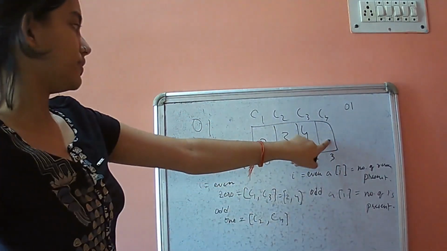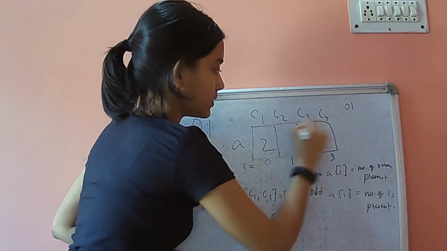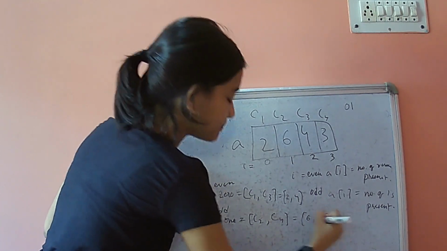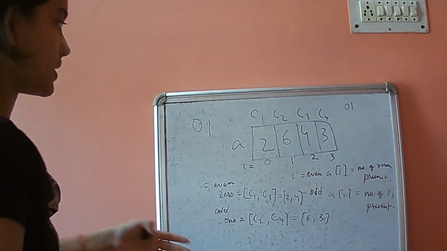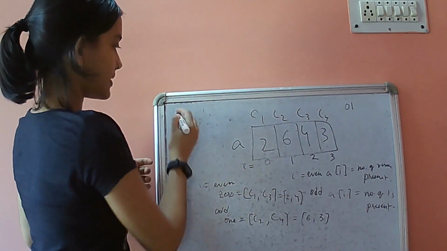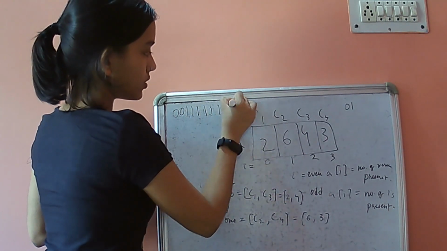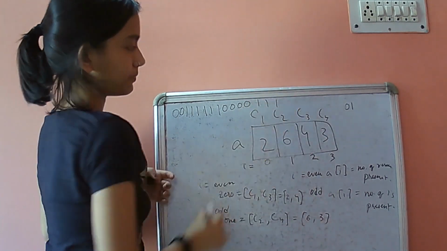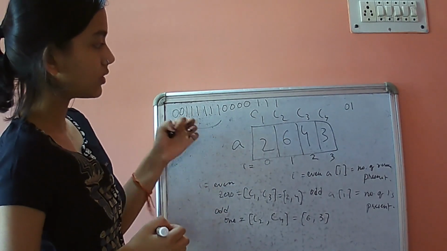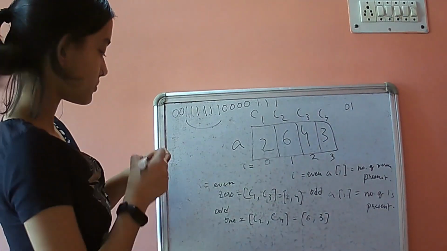Let me change the value. Let me put this as 6 and this as 3, so this will be 6, 3. Now currently the string is such that it's 0, 0, then 1, 1, 1, 1, 1, 1, then 0, 0, 0, 0, then 1, 1, 1. To maximize that, we only have to bring the maximum number of 1s towards the end of the list and the maximum number of zeros towards the beginning of the list.